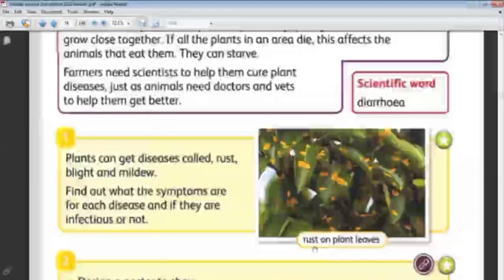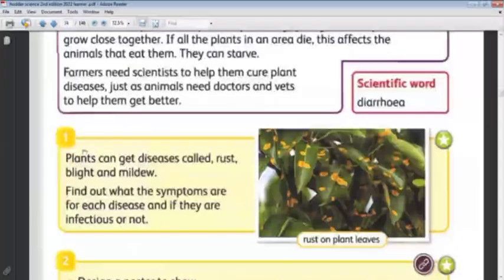Okay, this is the first disease. We called it rust. We have another two diseases. Plants can get diseases called rust. This is the first one here in this picture. It's called rust, when the leaves have orange spots on them. There is another disease which is called blight and mildew. Mildew and blight and rust.